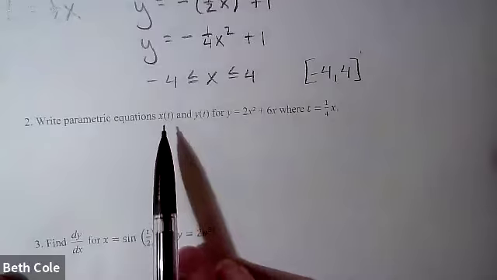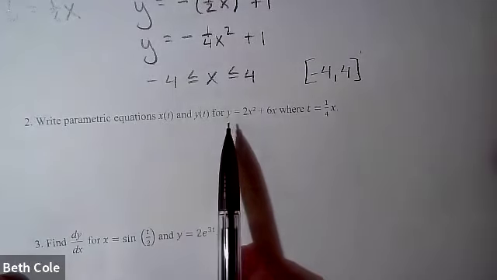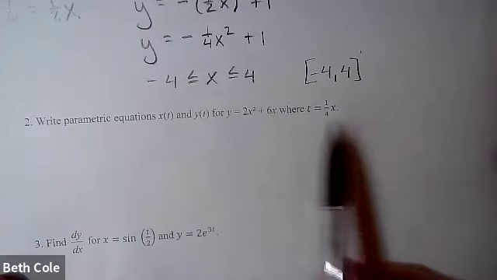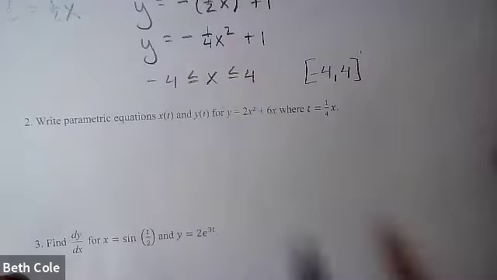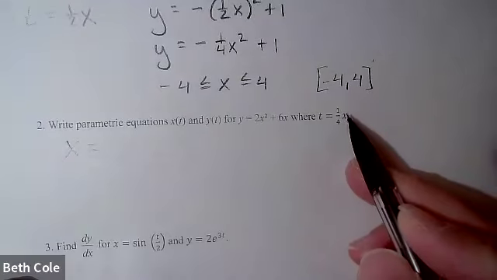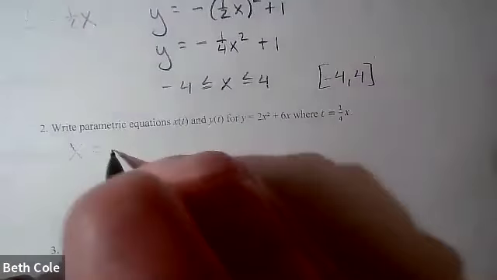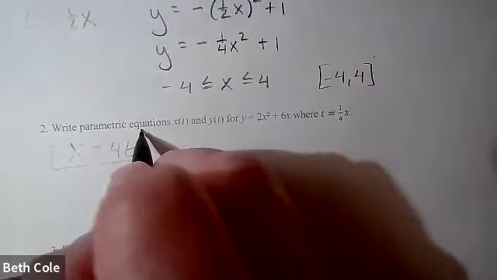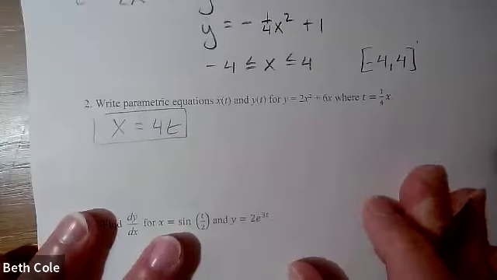All right, write parametric equations for x and y for this rectangular equation where t equals 1/4 x. Okay, so your x equation is going to be the easiest one to do. Just get x by itself here. We're just going to multiply over the 4. So x equals 4t. That's our x equation.